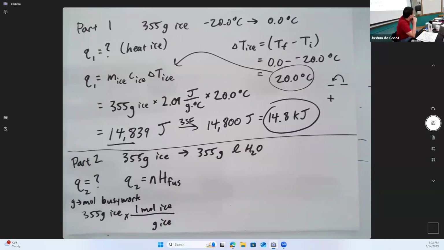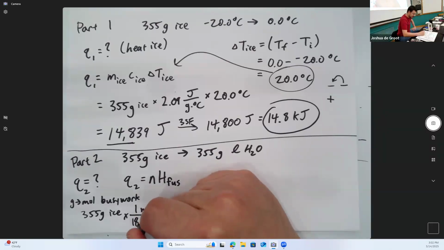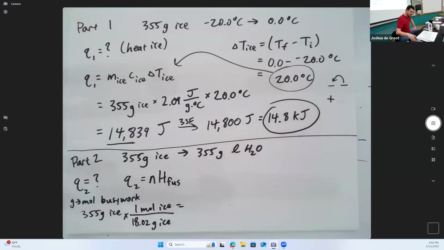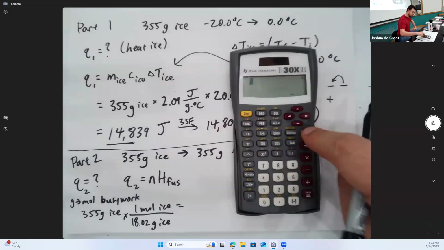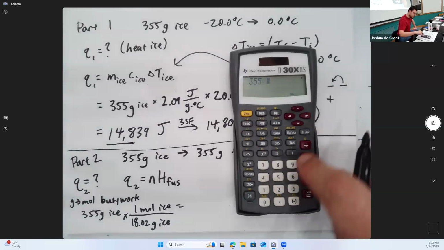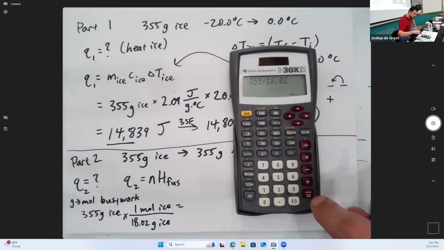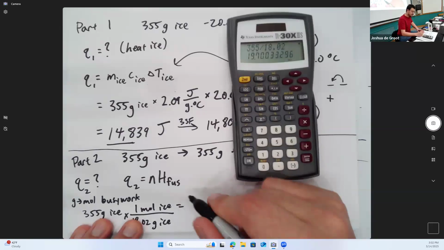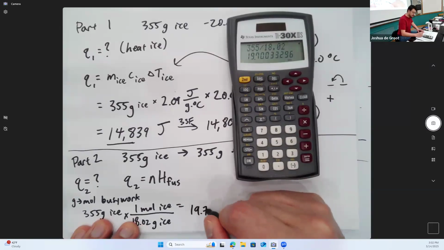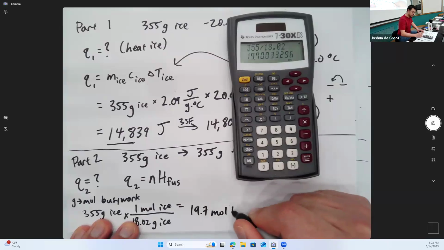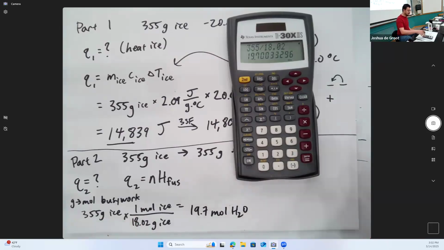And I think probably some of you by now have water's molar mass memorized. We've used it a lot. Anyone know it offhand? Water's molar mass. Right on. Okay. So there it is, 18.02. And we get 19.7 moles of water or ice or whatever you want to call it.